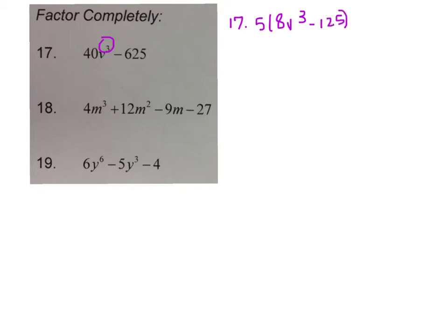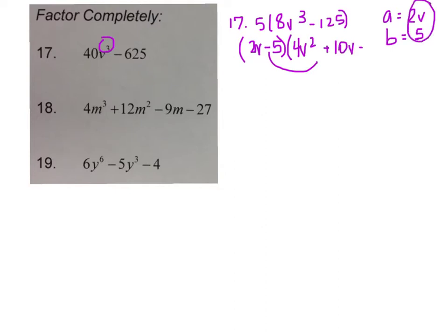And I know that these are both perfect cubes, so I know that A is 2v times 2v times 2v, and B is 5 times 5 times 5. So then, it's the difference of cubes, so I do 2v minus 5, and then I square that 2v. 2v times 2v is 4v squared. Change this sign, multiply them together, the A and the B, and then square the last. This will never end up being a perfect trinomial square, so you are actually completely done factoring right there.